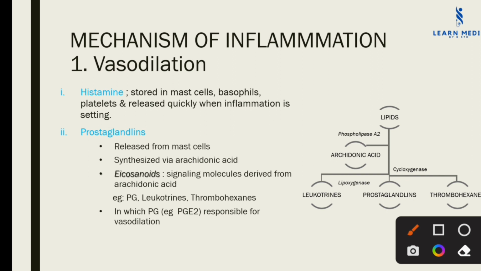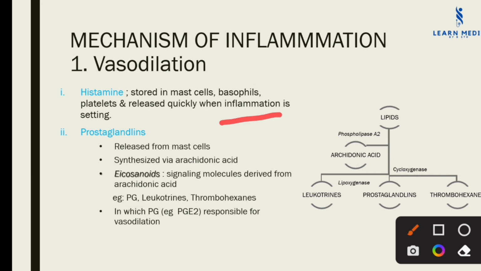The first one is the vasodilation. There are three triggers that are responsible for the vasodilating effect happening to an inflammatory cell. That is histamine, prostaglandins, and bradykinin. So we are going to deal with all these triggers. First one is the histamine. Histamine is stored in mast cells, basophils, and platelets, and is released quickly when inflammation is setting in. So we know that there is an influx of histamine when inflammation occurs. So we use antihistamine drugs to treat the overactivity of histamine.